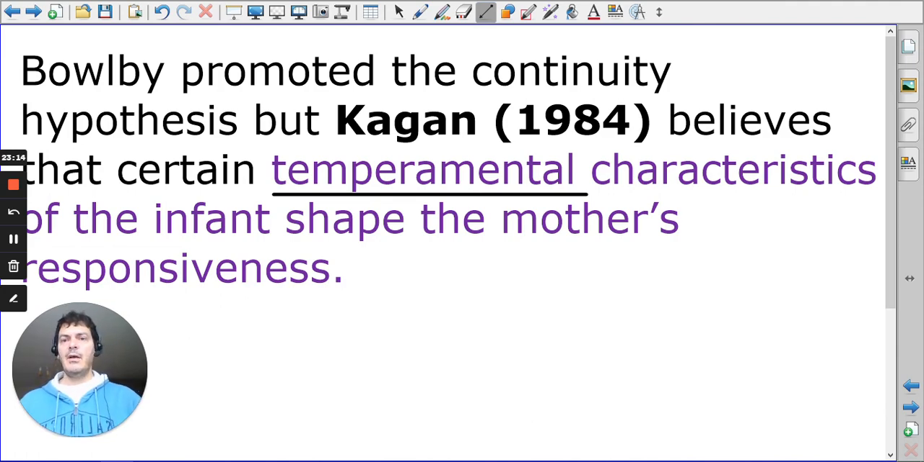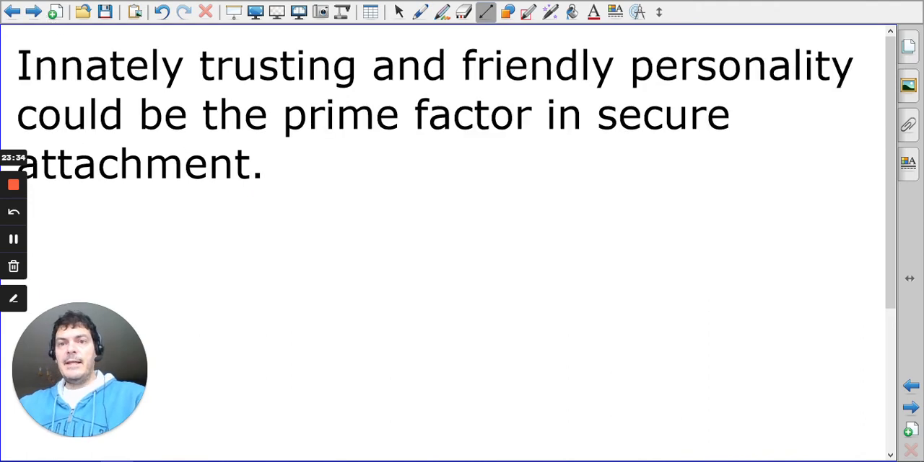I think back on the people I know: some people are clearly easy to get along with, and some are not so easy. Can you imagine them as a baby? If they're easy to get along with, maybe that attachment bond might be down to that. If they're difficult to get along with, maybe that shapes their attachment as well. So he says innate, trusting and friendly personalities can be what secure attachment is about. It's the temperament of the child that builds the secure attachment, and if they have a different temperament that's not friendly or trusting, then they don't have a secure attachment.